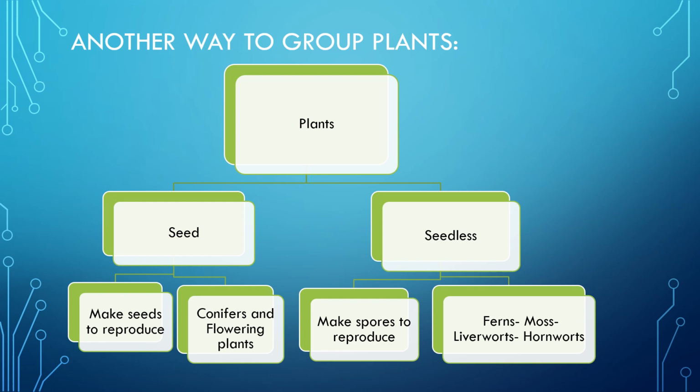The examples you have to know for seedless plants are the fern, the moss, the liverworts, and the hornworts. So here we add the fern. In the previous grouping, the moss and the fern were in separate groups. One was vascular and one was non-vascular. But here we add the fern with the moss because it's seedless. It makes spores. Even though it has tubes, it has vascular tissue, it doesn't make seeds. It reproduces just like the moss by making spores.